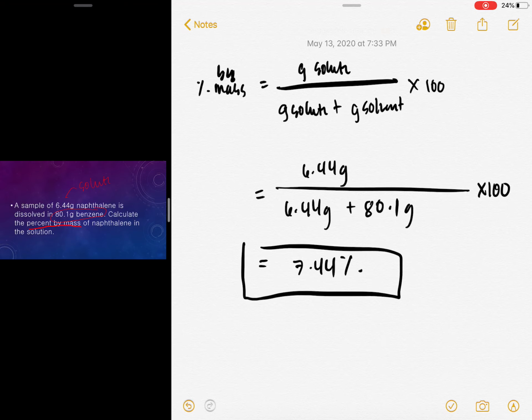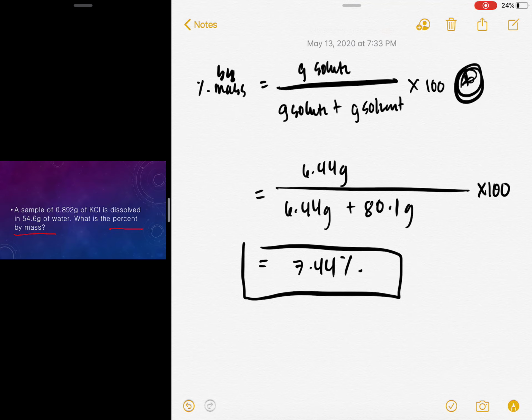Next, let's solve the next problem. A sample of 0.892 grams of potassium chloride is dissolved in 54.6 grams of water. What is the percent by mass? So first step, find the keyword. The keyword here is percent by mass. So the formula that you have to use is the percent by mass. The same formula, no, that we use from problem number 1. Problem number 2 na tayo.